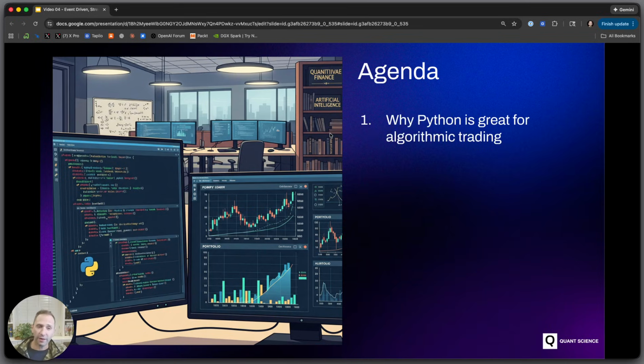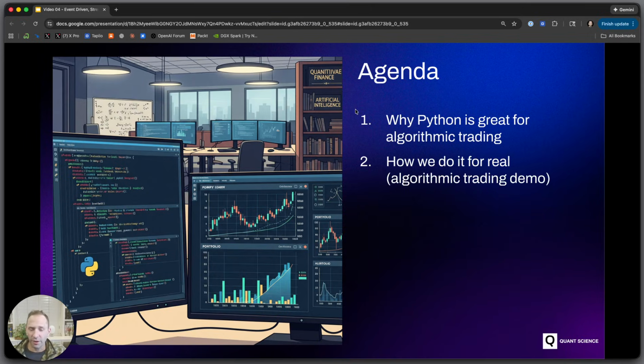So what are we doing today? First, we're going to cover why Python is great for this type of algorithmic trading and why you can start in a super simple way. You don't need fancy algorithms, as you'll see. You just need Python. Then, how we actually do it in our hedge fund for real.